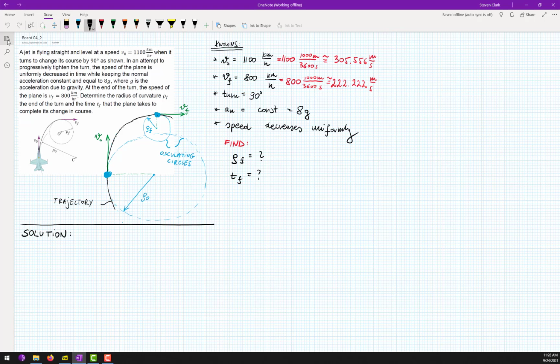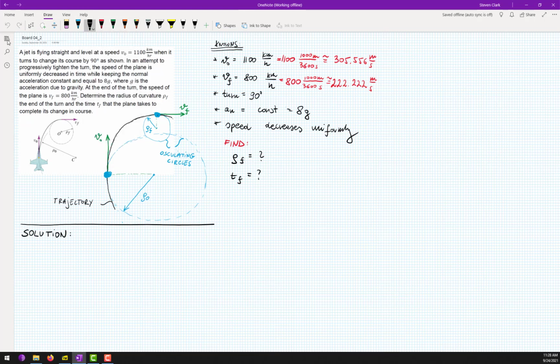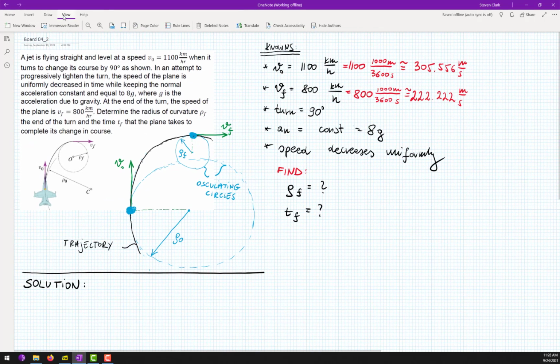Okay, so what do we have in here? We have our plane flying, and we are just going to model that plane as a particle, okay? And what do we know? We know that this is our trajectory.